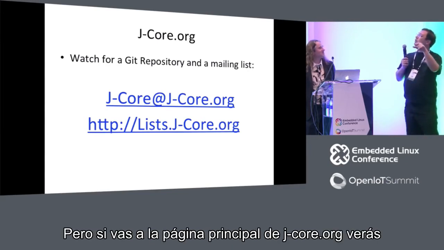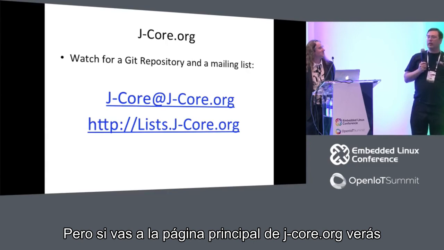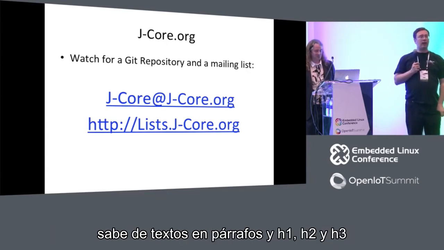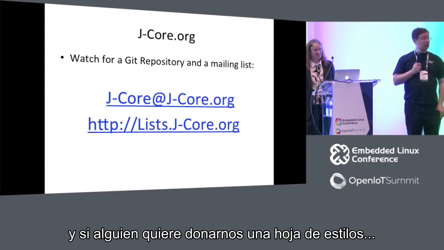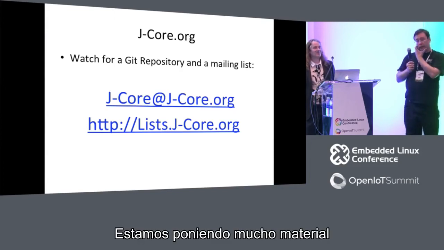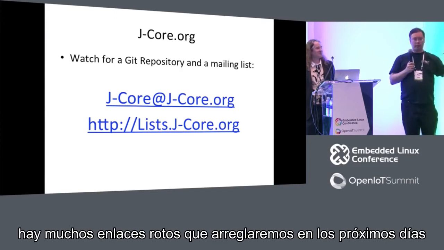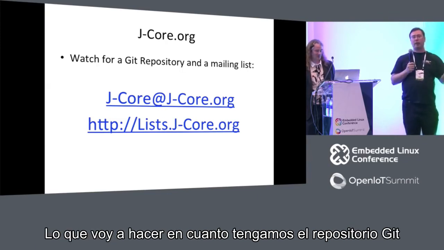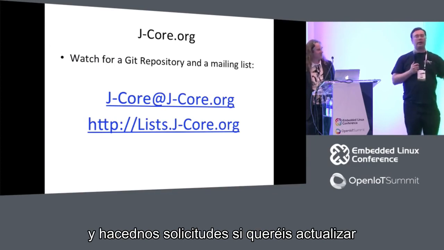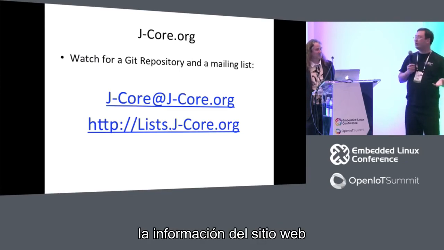But if you go to the main j-core.org webpage, you will see a whole bunch of HTML written by someone who knows paragraph tags and H1, H2, and H3. If anyone would like to donate a style sheet to us, that would be awesome. We're putting a lot of material on there. There's a lot of broken links and stuff, but we'll be filling those in over the next few days. As soon as we have the Git repository up, there will also be a web Git repository that has all the web stuff. And, you know, give us pull requests if you want to update the website info.